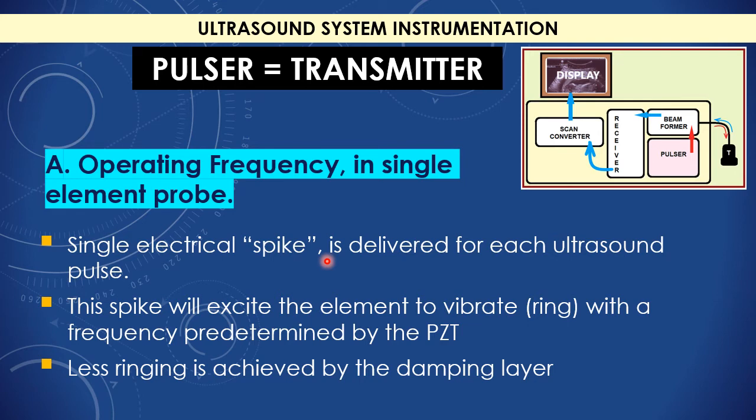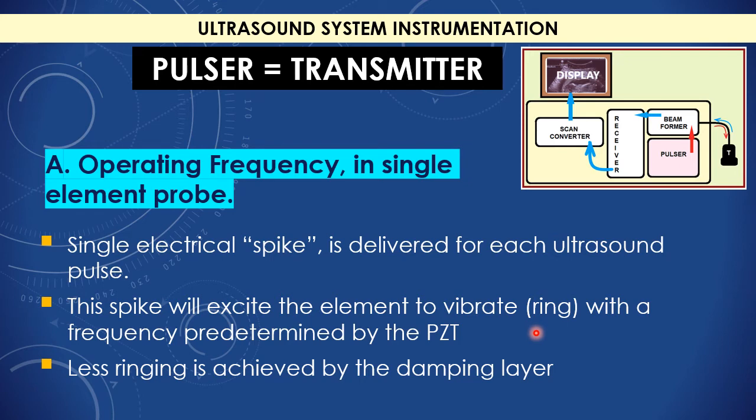spike. This one electric spike comes from the pulser straight down to the transducer, and the transducer will start vibrating, and this vibration will give me the pulse. So again, the spike will excite the element to vibrate, or what we call ring. With the frequency, this is the point now.